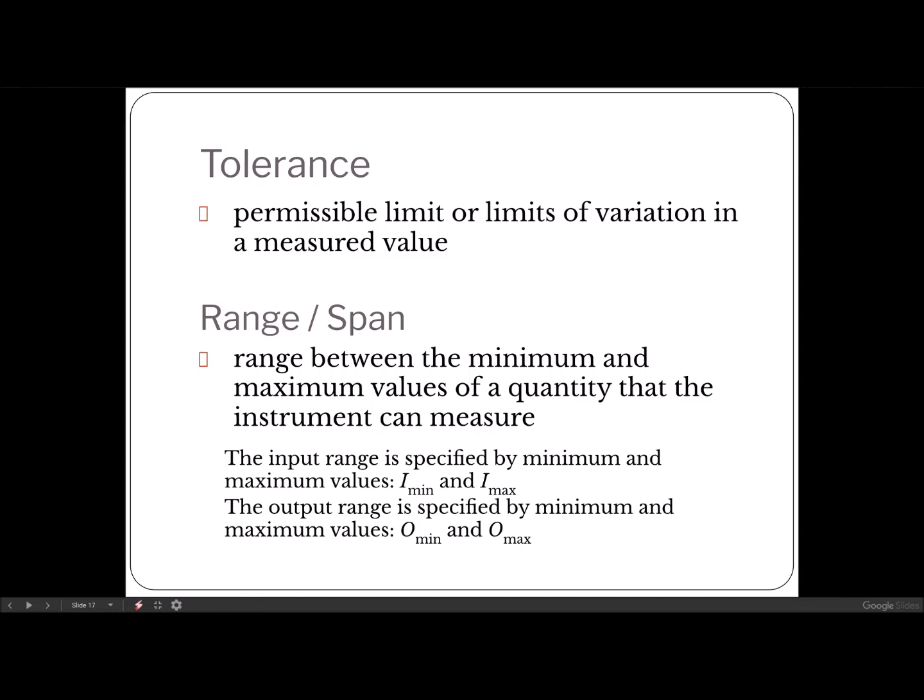The next one is span or range. I think this is also pretty straightforward. If you have a ruler, probably the maximum length it can measure is 30 centimeters. So that will be the span, or the range, of your ruler. The minimum is 0. Of course, you can measure nothing using your ruler, but your 30 centimeter ruler can measure up to 30 centimeters in length, right? So the range is 0 to 30 centimeters.